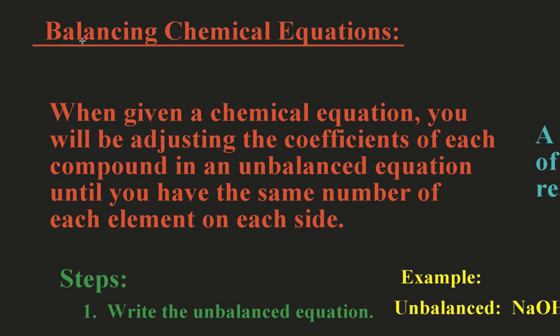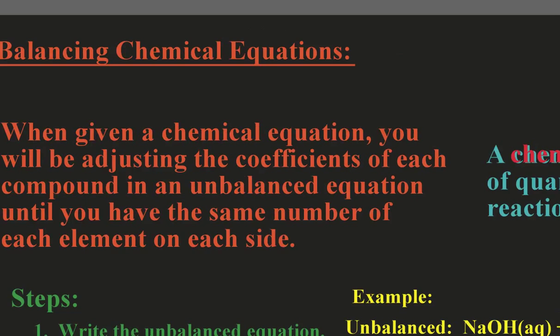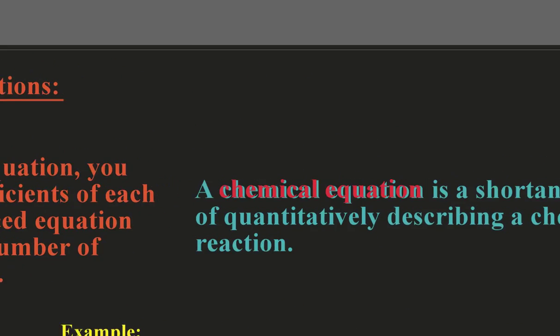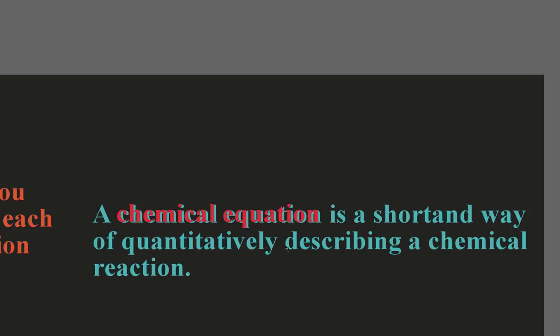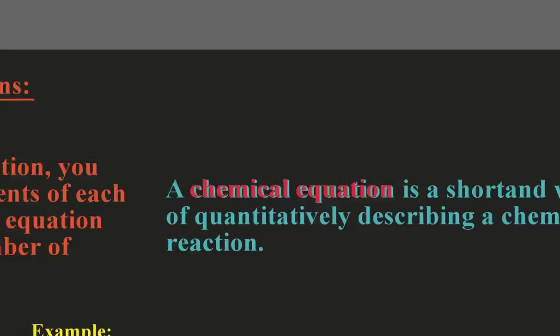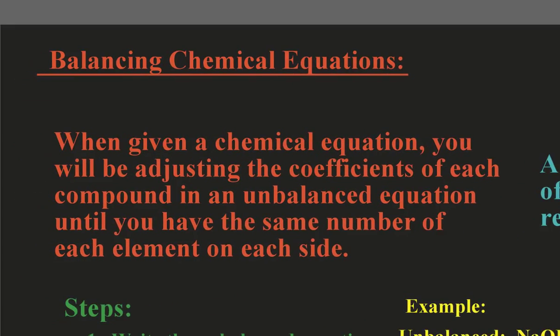Today we're going to be looking at the concept of balancing chemical equations. So, when you're given a chemical equation, you'll be adjusting coefficients of each compound in an unbalanced equation until you have the same number of each element on each side. If you remember from previous discussions, a chemical equation is a shorthand way of quantitatively describing a chemical reaction. So it gives you all the reactants and all the products.